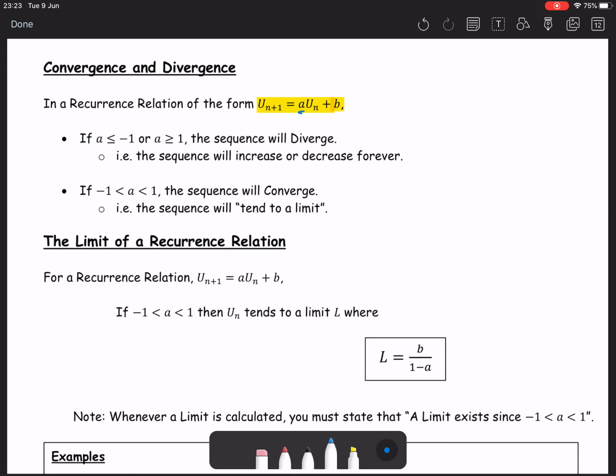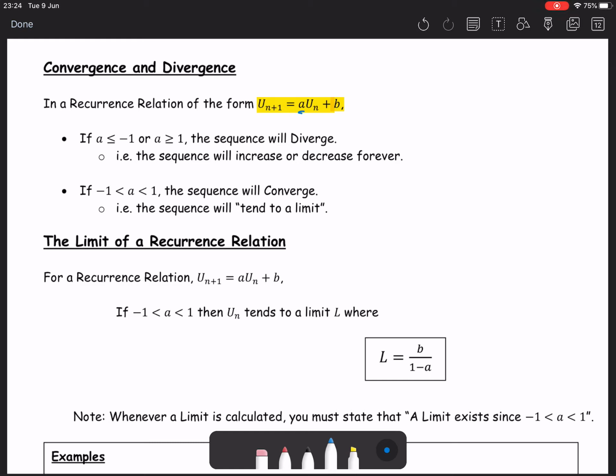If you have an a value where a is less than or equal to -1 or a is greater than or equal to 1, the sequence will diverge. What we mean by diverge is it will go on forever and ever. So it will keep either increasing, getting bigger and bigger, and continue on forever, or it will decrease forever and ever. That's all dependent on that a value.